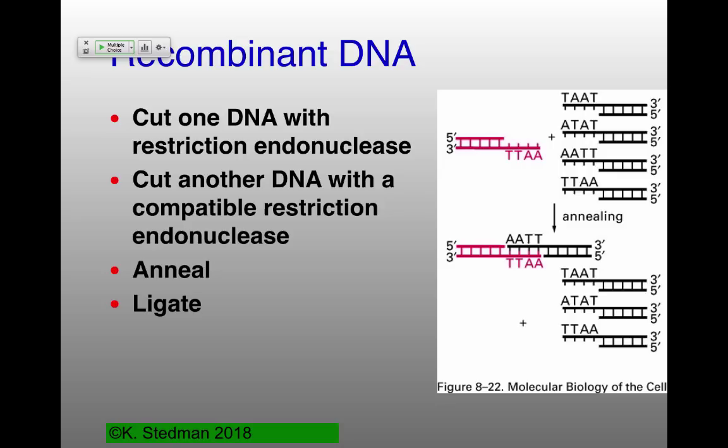These ends are going to be compatible to each other. They can base pair, and then all you need to do is put in a DNA ligase, and you end up with a recombinant DNA molecule. It's just DNA that's come from two different places, red and black in this particular case. Originally, this was done with a human, I believe, a simian DNA virus and a bacterial DNA virus.